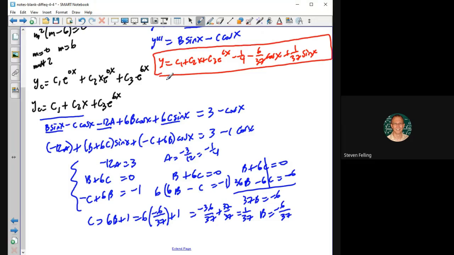All right. Okay, so that is it for examples here. Hopefully that's enough to get you off and running so you can try the homework on section 4.4.